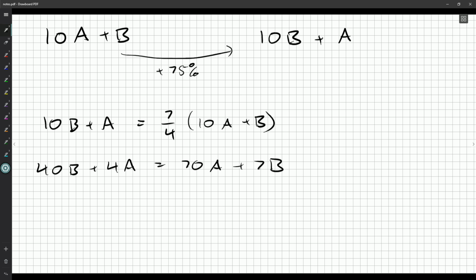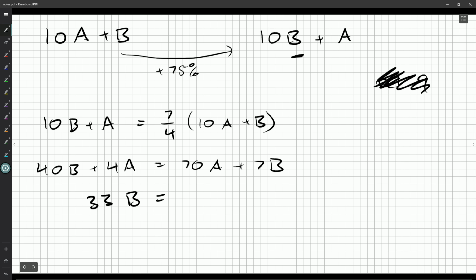And remember, A and B are going to be single digits, so 0, 1, 2, 3, all the way up to 9. Neither A nor B should be 0 because you can't have a leading 0. Okay? 09 is not a two-digit number. It's just 9. Okay, so we have 33B is the same as 66A. Divide by 33 on both sides. B is 2A.